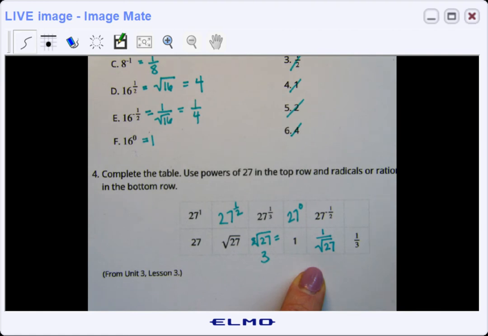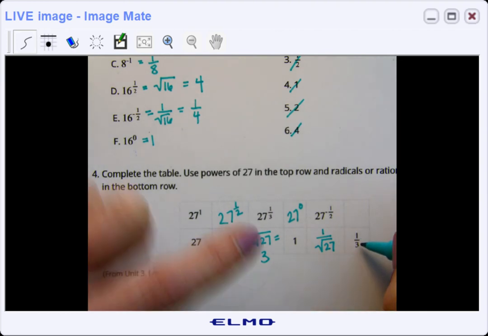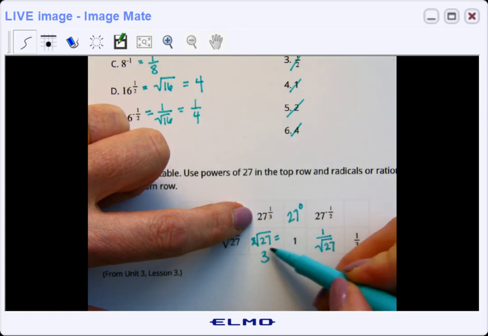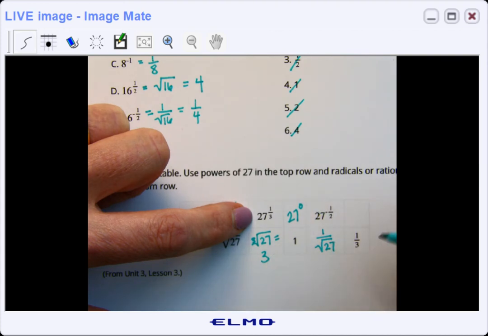All right. And then the 1/3. How could we write 27 to a power and have it equal 1/3? Well, here 27 to the 1/3 was eventually equal to 3. And so how could we get it to be 1/3? We could get it to be 1/3 by putting a negative in front of the fraction exponent.